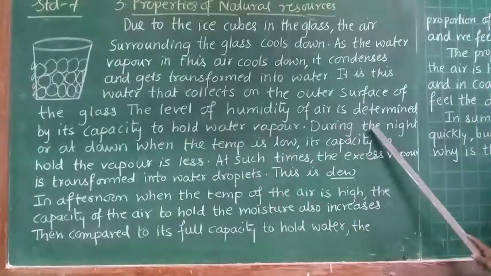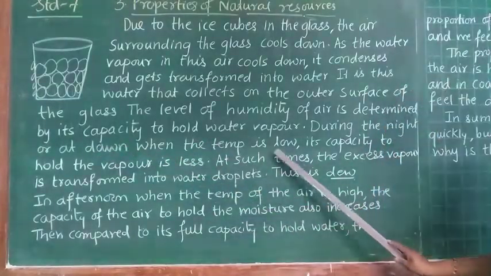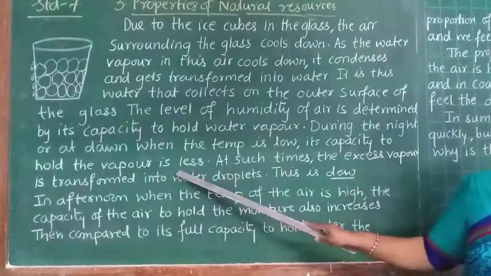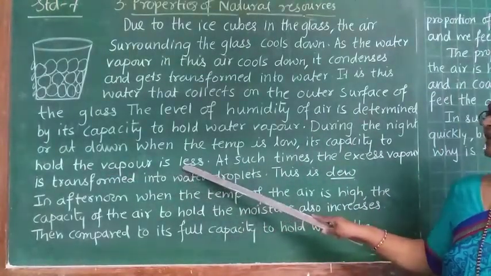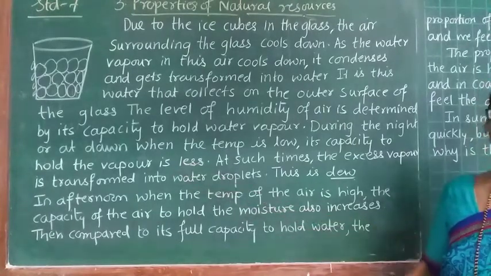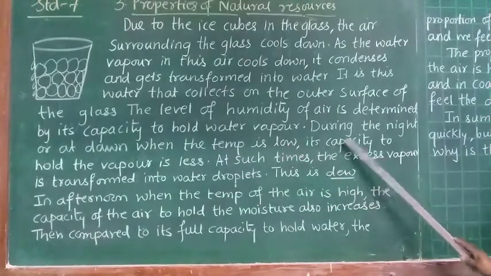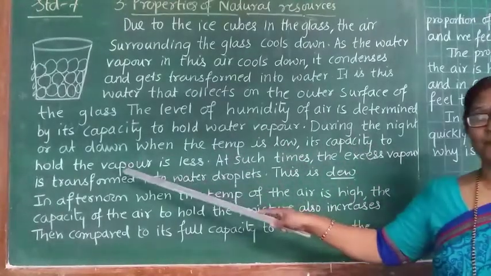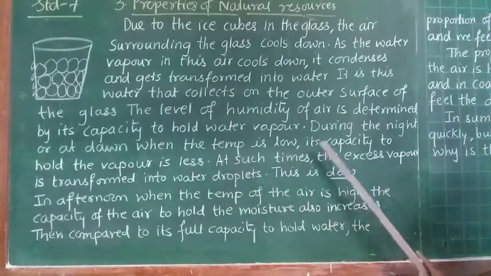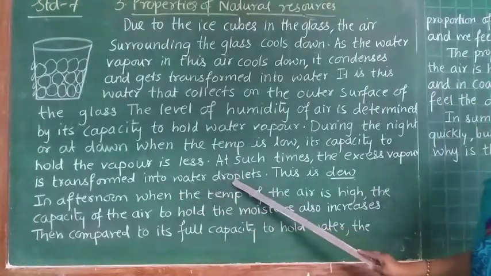See here, during the night or at the dawn, when the temperature is low, its capacity to hold the vapor is less. That means whenever it is night or dawn, the temperature is low and its capacity to hold the vapor will also be very less. At such times, the excess vapor is transformed into water droplets.